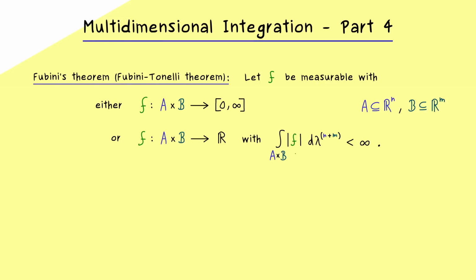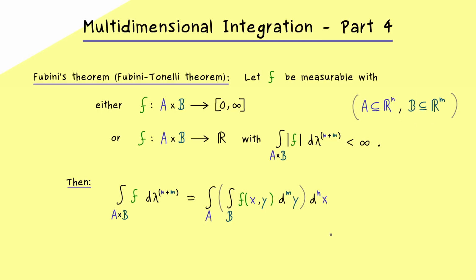However, in both cases we want the function to have a domain given by a Cartesian product in Rn plus m. So we have a set A in Rn and a set B in Rm. And then the n plus m dimensional integral of f can be calculated by two integrals, one over A and one over B. They are put together in such an iterative way. And in particular, we also get that the order of the two integrals does not matter. Okay, so this is Fubini's theorem as we know it.